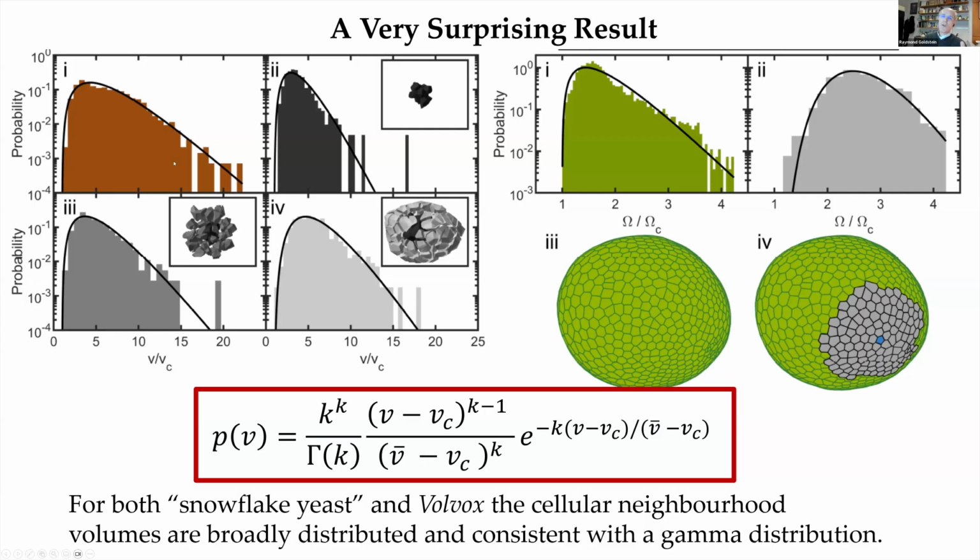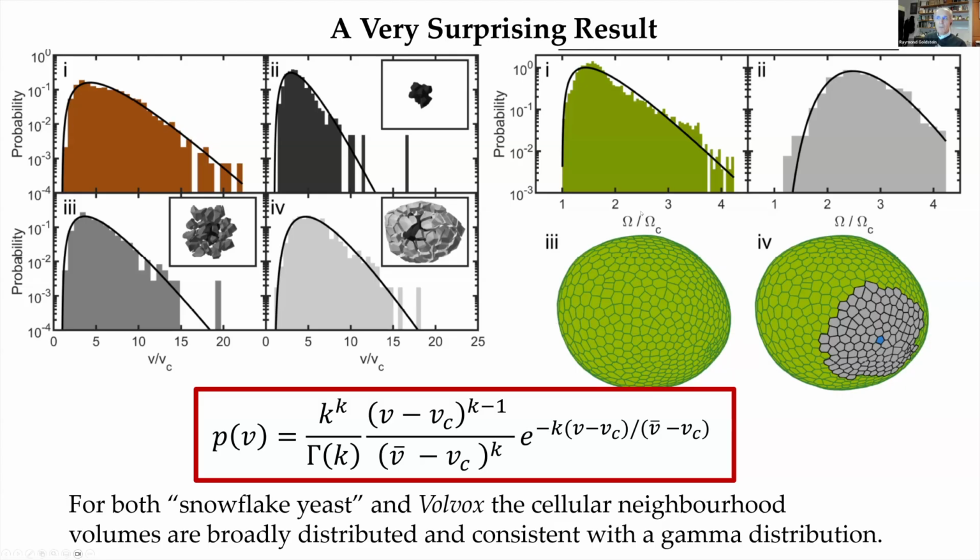And amazingly, both for snowflake yeast and for Volvox, it conforms to something known as a k-gamma distribution. So in red, I show here the particular form. The probability of finding a volume or area around a cell is basically x^(k-1) e^(-kx), where x is the volume minus the cell volume divided by the mean volume minus the cell volume. So it's just a shifted normalized volume. So it's a k-gamma distribution, very broad, very skewed.